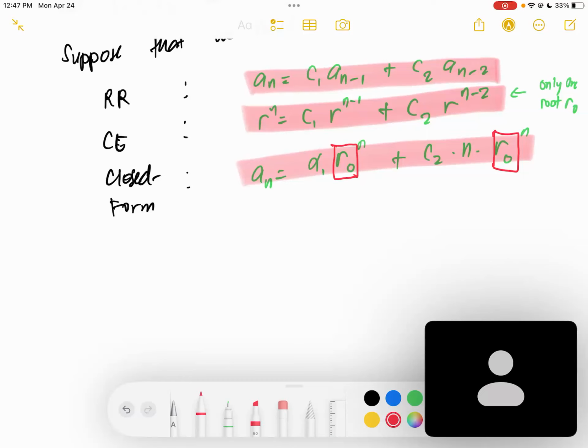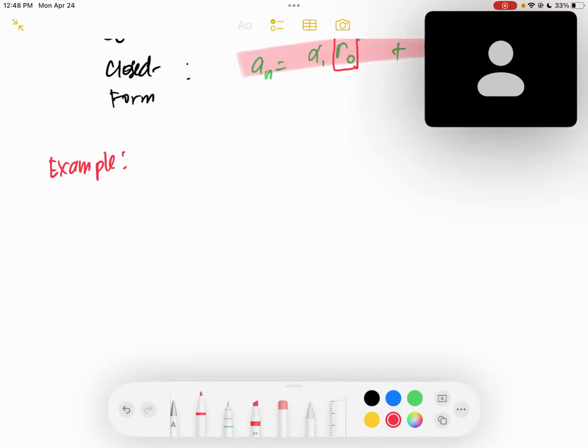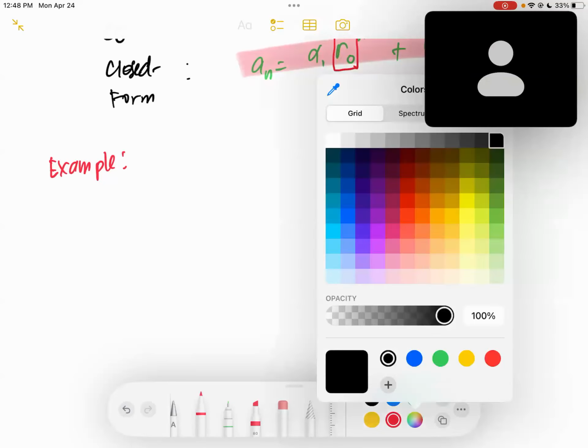So assuming that we have this recurrence relation. Let me change the color.